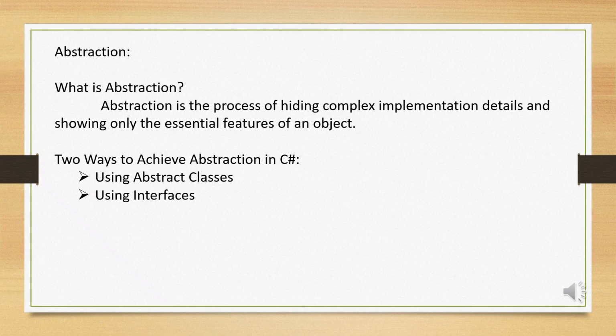Abstraction. What is abstraction? Abstraction is the process of hiding complex implementation details and showing only the essential features of an object. The real-world example is, when you start a car, you press the start button or turn the key, you don't see how the engine ignites, how the fuel is injected, how the battery powers the system. Only the essential controls are exposed to you. Two ways to achieve abstraction in C#: using abstract classes, using interfaces.